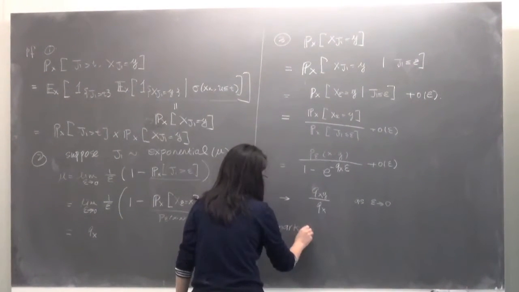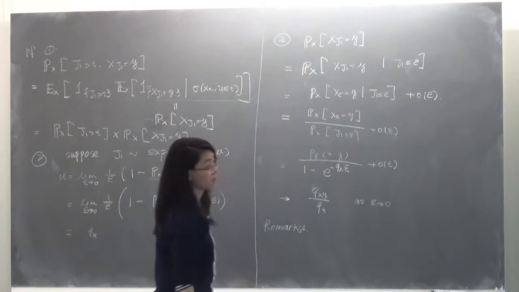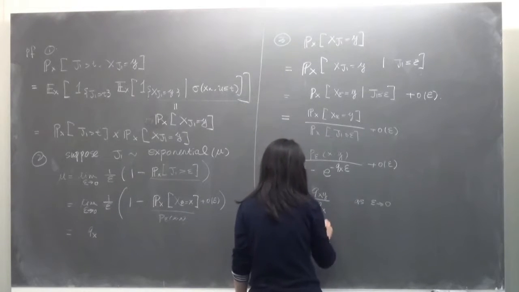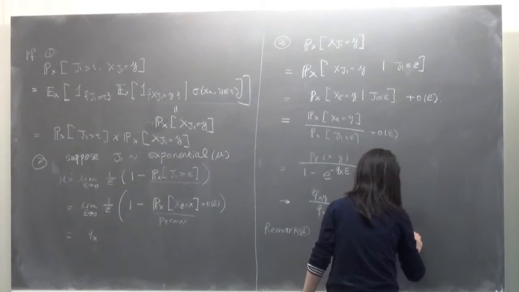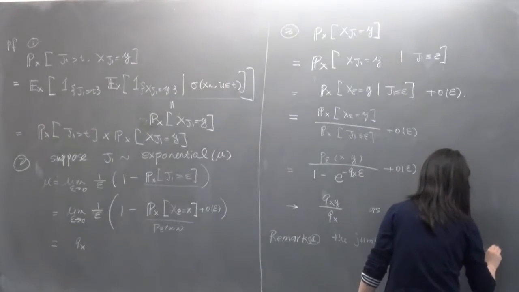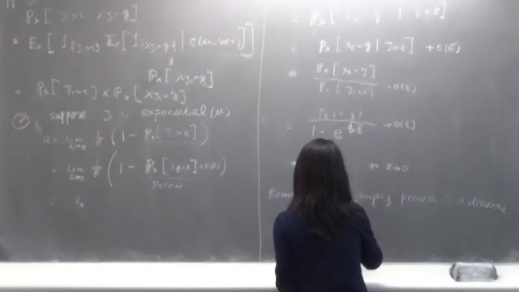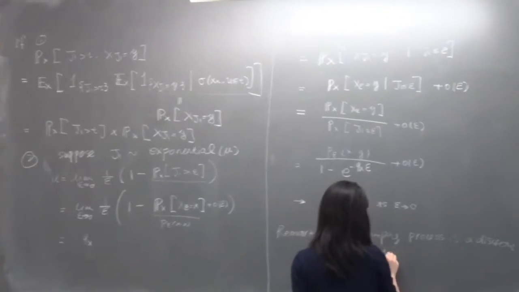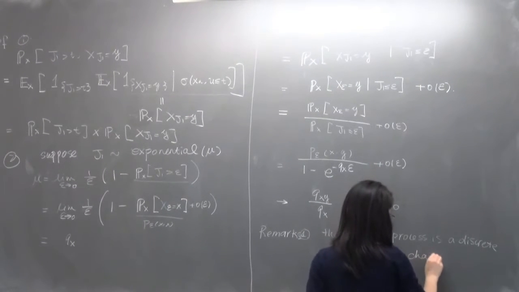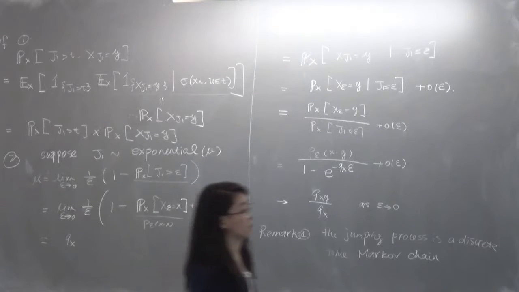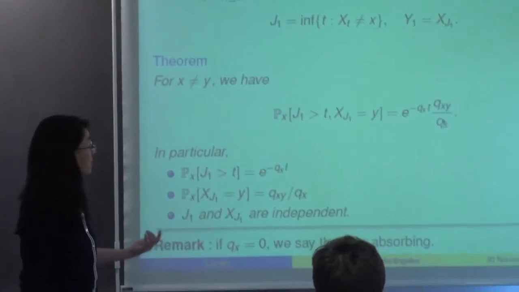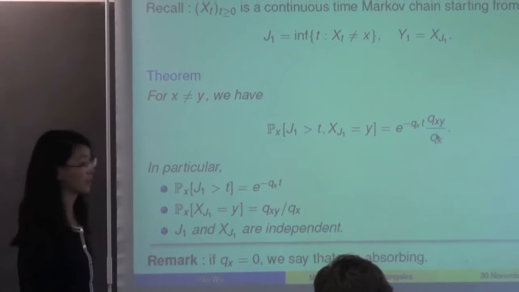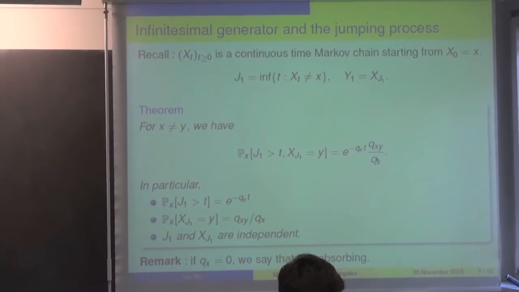So remark 1. This theorem tells us the jumping process is a discrete time Markov chain. And the second remark is, in this expression, we implicitly use the fact that q_x is not 0. If q_x is 0, then the right-hand side has no meaning. So what happens when q_x equals 0?